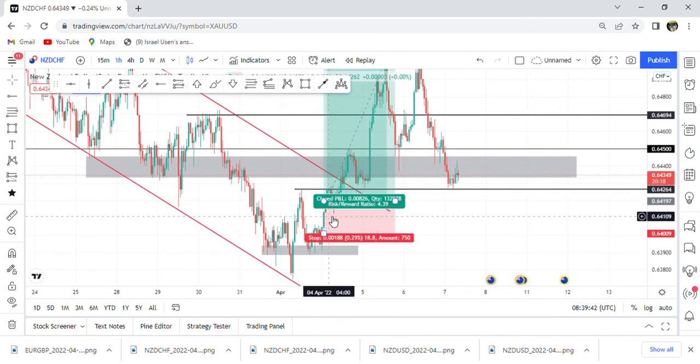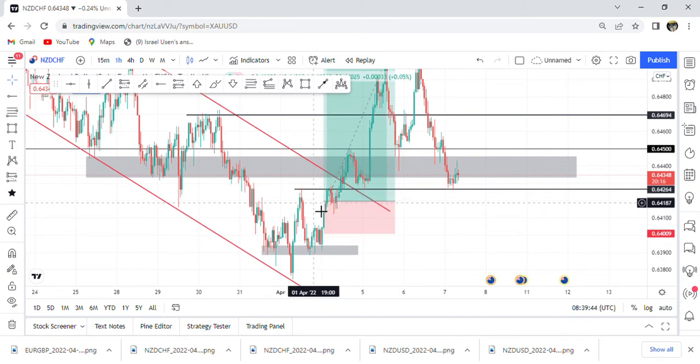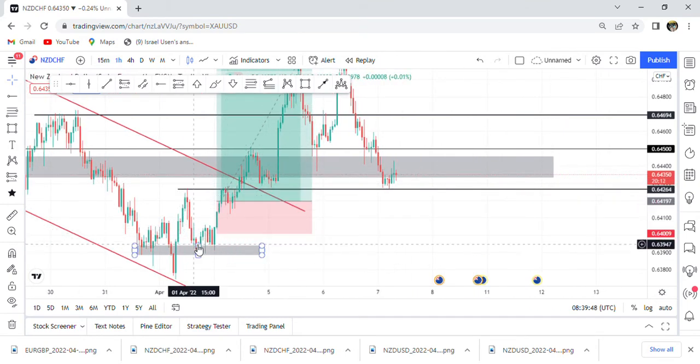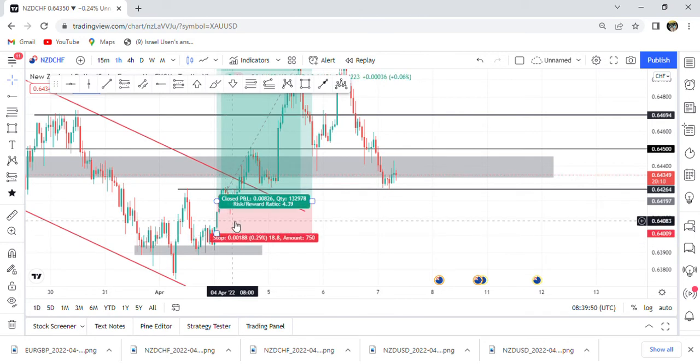So at that point, I made my entry. I gave it an 18 pip stop loss, so as to cut out spread and whatever. My stop loss was larger than my usual. Usually I have a stop loss of 10 to 15 pips. So my stop loss was larger than usual, but I gave it for the sake of allowance.